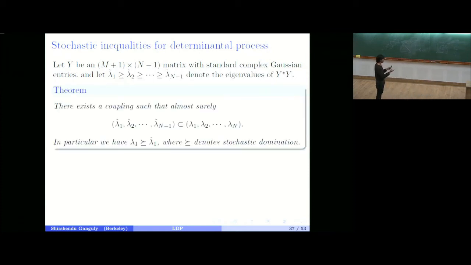And so this is the statement which says that there exists a coupling such that the eigenvalues lambda 1 through lambda n minus 1 of this new matrix are a subset of the n eigenvalues of the Bichat matrix that I started with.